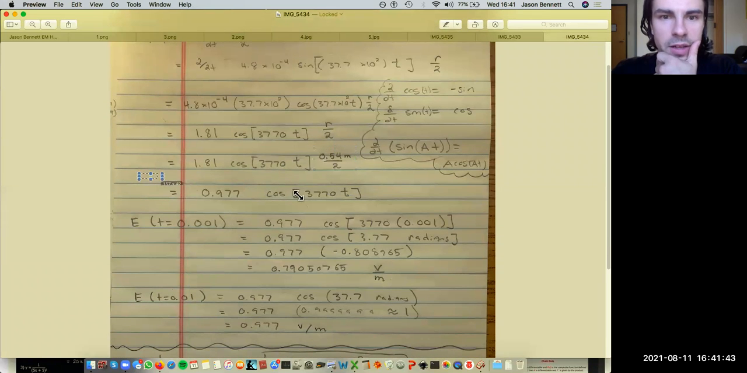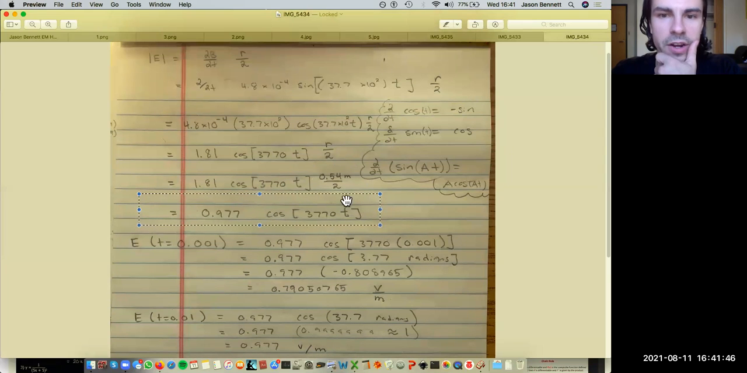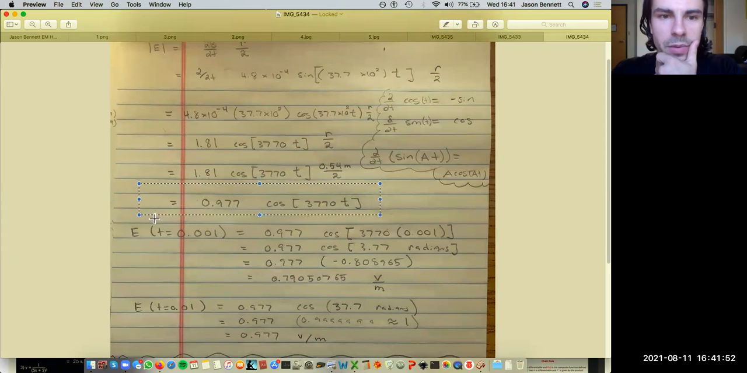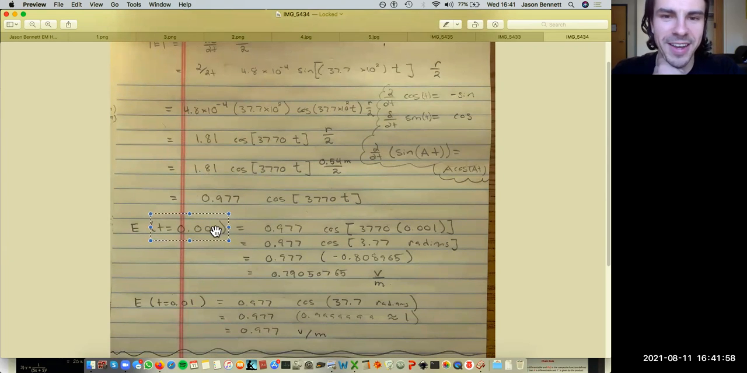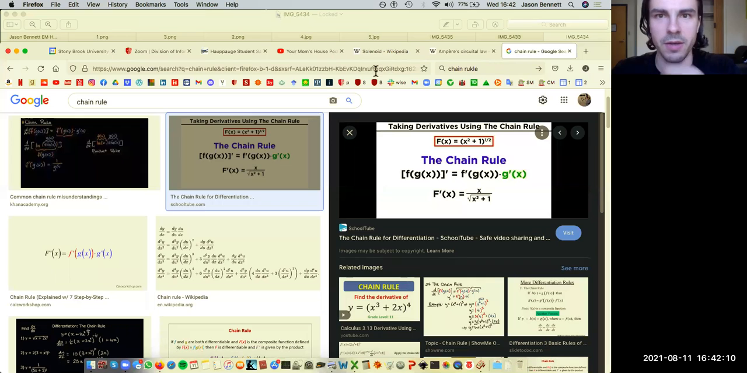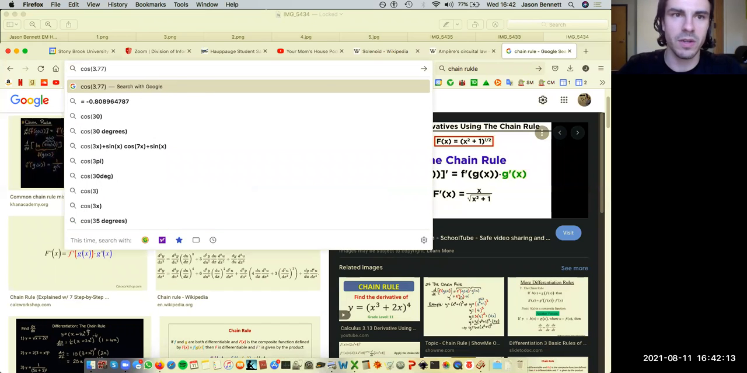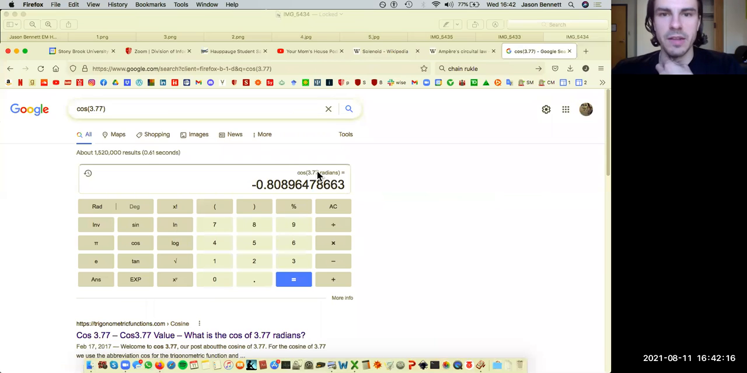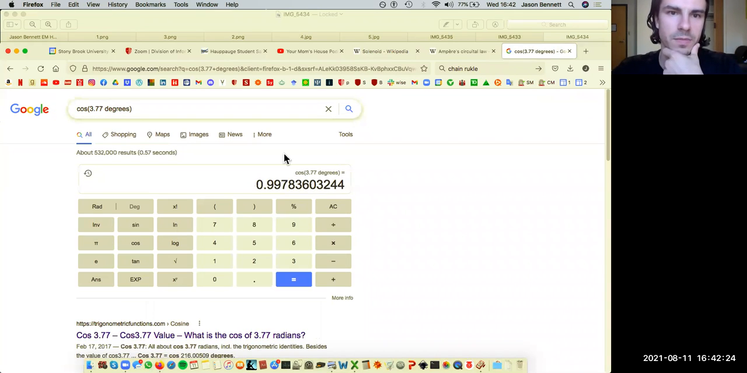So now I have this is my formula for E at various times. So you see there's still a time in there. That's where the problem tells me I need to plug in 2 different times. For one of them, I plug in a super, super small time, a 1,000th of a second. And this is in radians. Radians is the easier one to look up on Google, because if I just type in cos of 3.77, it tells me what it is in radians. You have to specify degrees with most things to get it in different things like that.